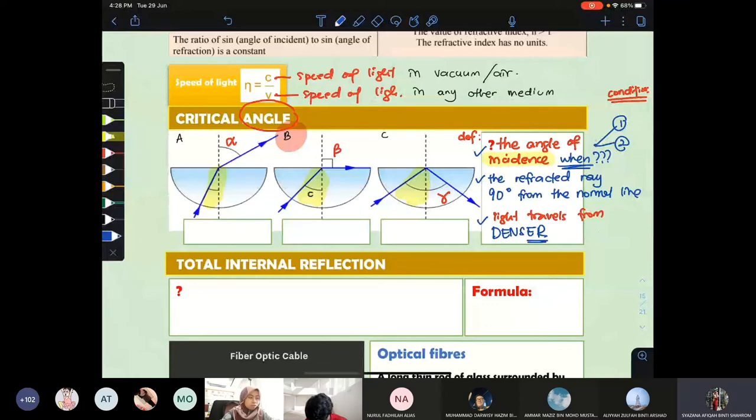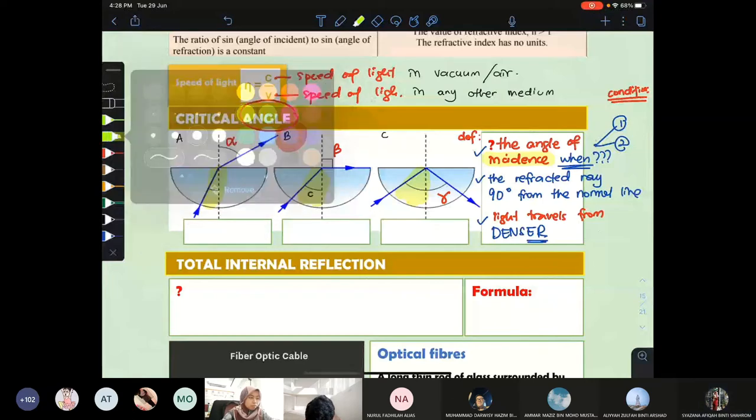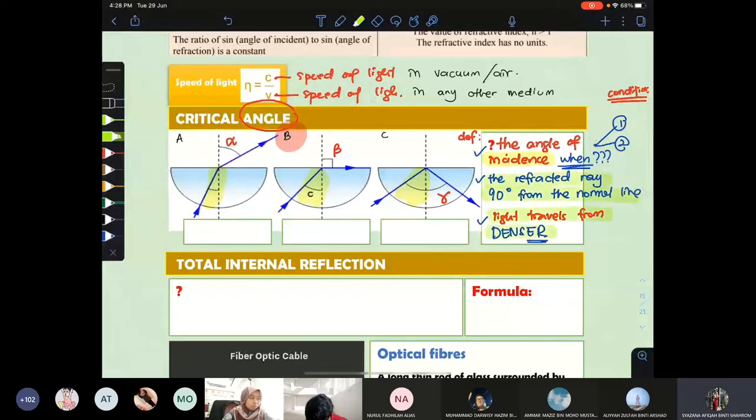So you must fulfill these two conditions for this to be correct. You must know to state both. It's not difficult, and you can answer it by looking at this diagram. The incident ray, the refracted ray at 90 degrees, and from dense to less dense. So this is the phenomenon of critical angle. What phenomenon is A? Yes, teacher.